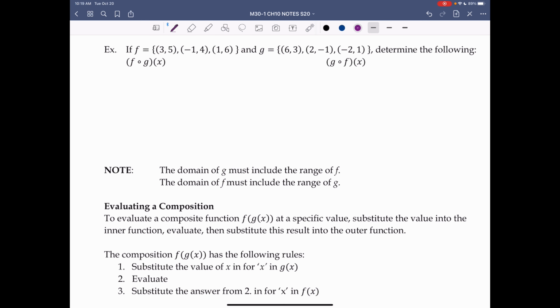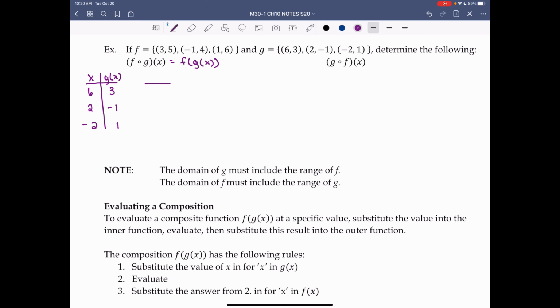If f equals the points (3, 5), (negative 1, 4), (1, 6), and g equals the points (6, 3), (2, negative 1), (negative 2, 1), determine the following. f of g of x, which we can write as f bracket g of x. So we always look at the inside function first. So I want to look at g of x. I'm going to make a table of values with my points. I have x and then g of x. So first point is (6, 3), and then (2, negative 1), and then (negative 2, positive 1).